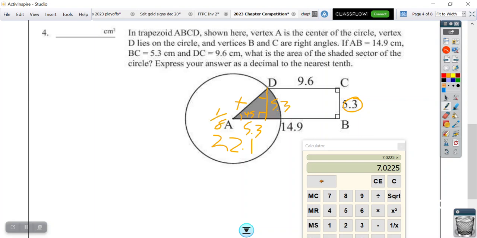So 56 pi is roughly the area of the circle. So I divided that by 8, and that times pi will be the area. So that times 3.14, 22.05, which rounds up to 22.1.